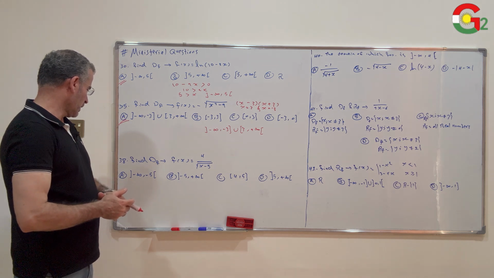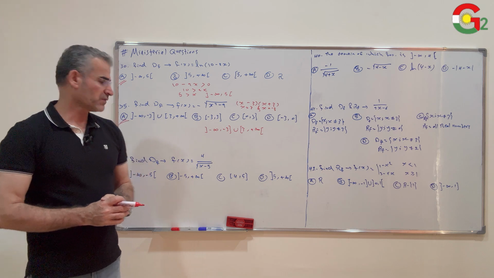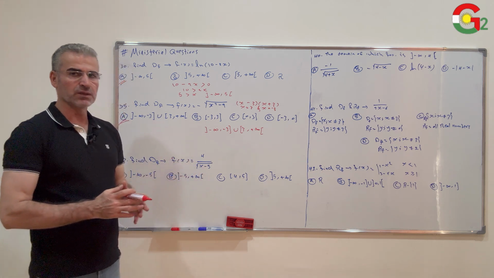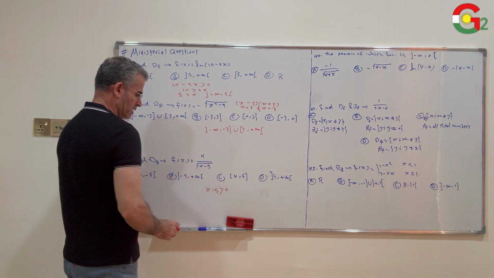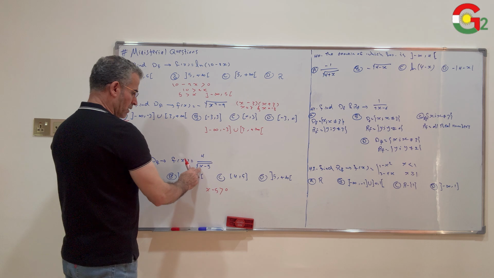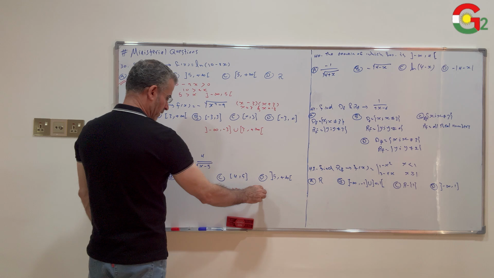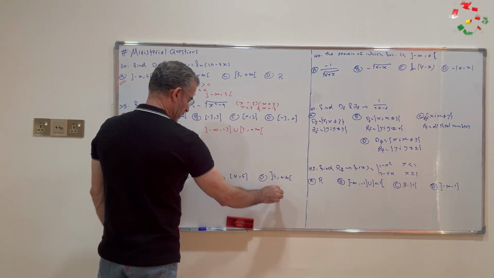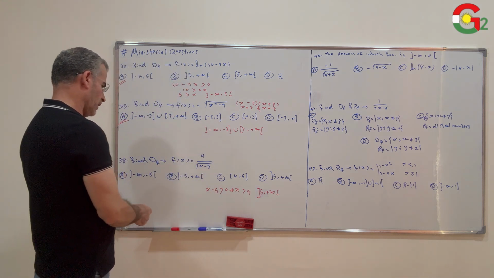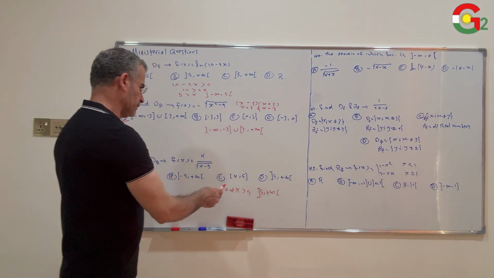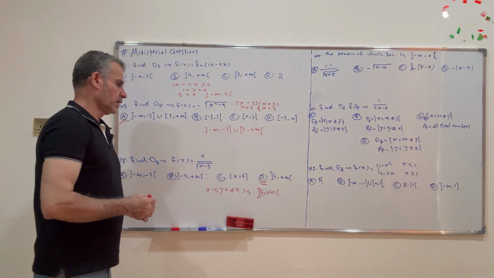Number 38. Find the domain of the function 4 over square root of x minus 5. Since the square root is in the denominator, I'll set x minus 5 greater than 0, not greater than or equal, because the denominator should not be 0. Then x greater than 5, so 5 to positive infinity is the domain of this function. Open interval, choice D.